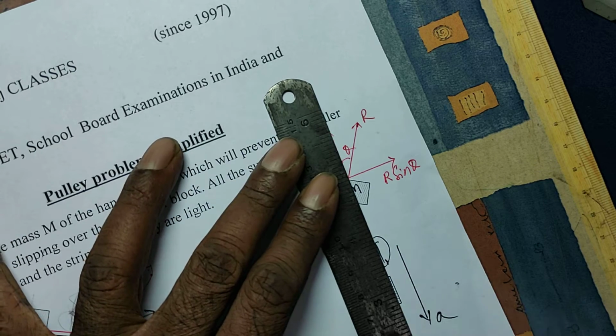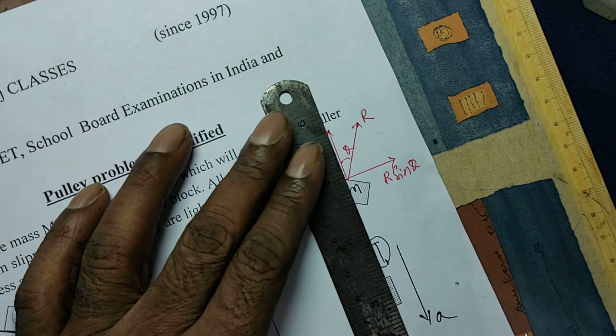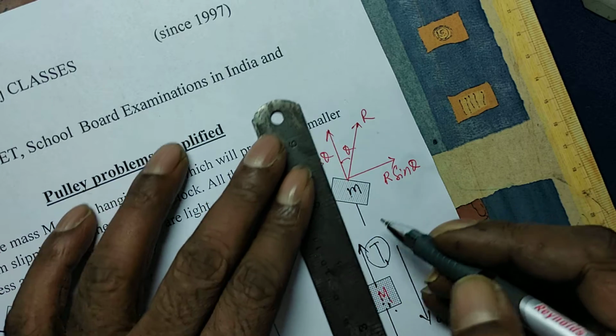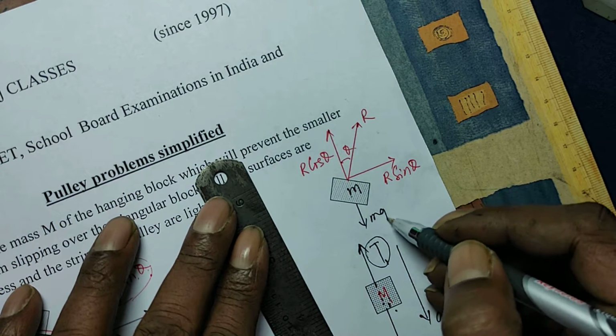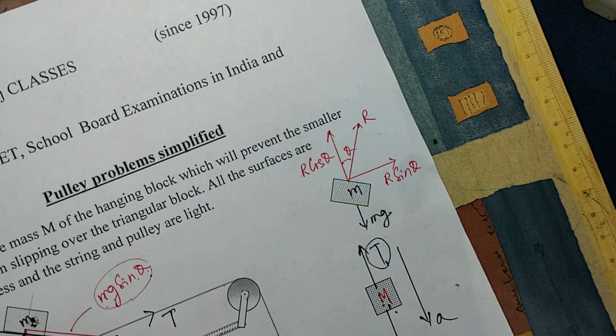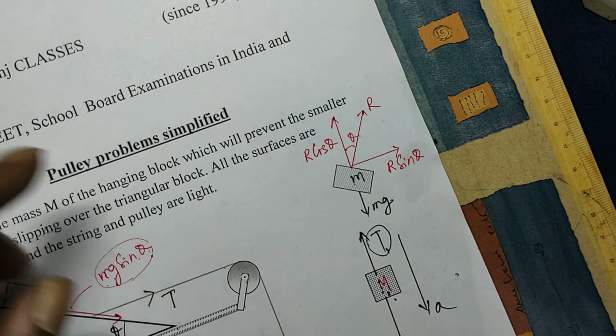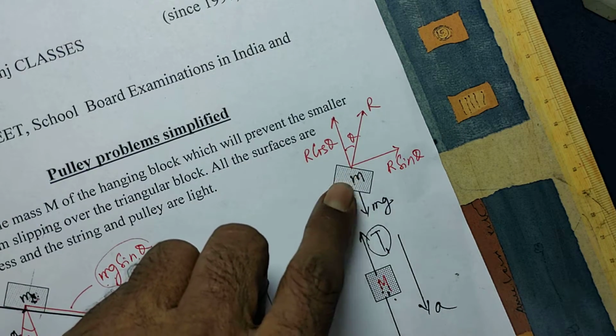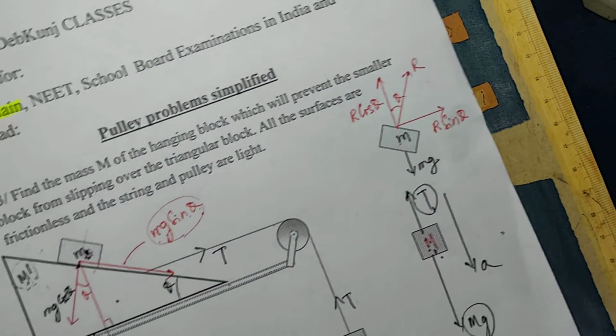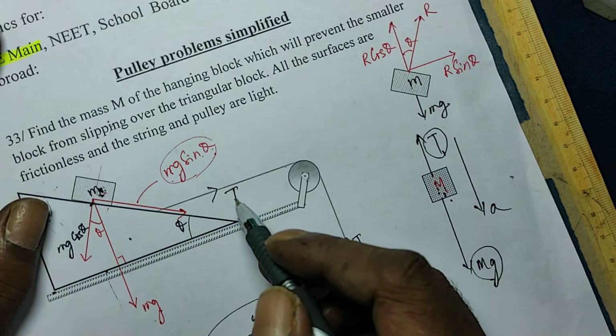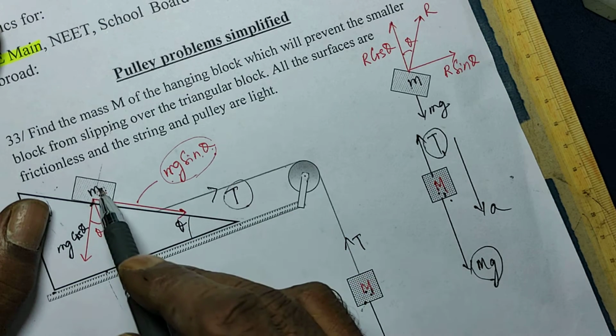It is acting vertically downward, small m times g. Now, normally the students make mistakes while writing the equations of motion, the free body diagram equations for this mass. They consider as if this T is also acting on this.